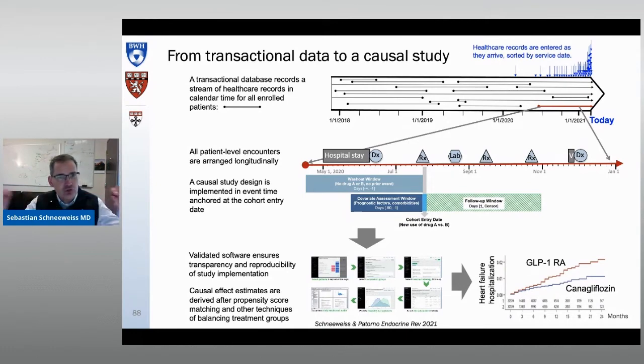Within those longitudinal individual level data streams, you then implement a study, you do your analysis, and then hopefully, if you have a causal study design, a causal analysis, you will come to causal conclusions.